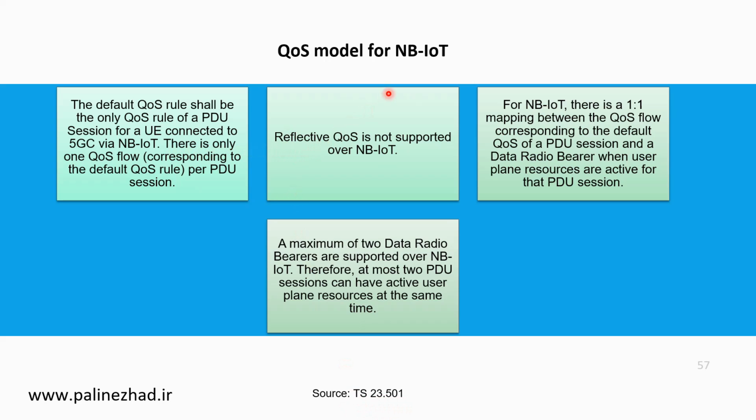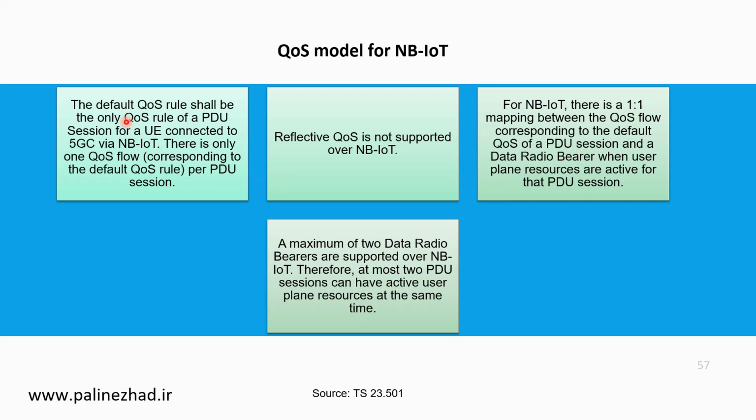Here you see that in NB-IoT, reflective QoS is not supported. So for NB-IoT, we don't have reflective QoS. And for NB-IoT, there is a one-to-one mapping between the QoS flow corresponding to the default QoS of a PDU session and a data radio bearer. You saw that we can map two QoS flows to one data radio bearer in normal services, but in NB-IoT, it can be just one-to-one mapping between a flow in a PDU session and a data radio bearer.